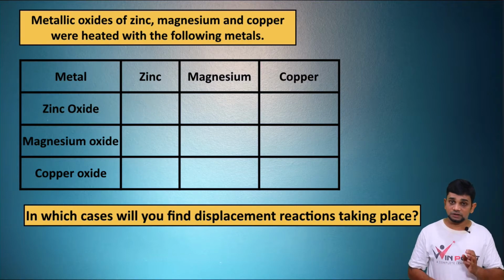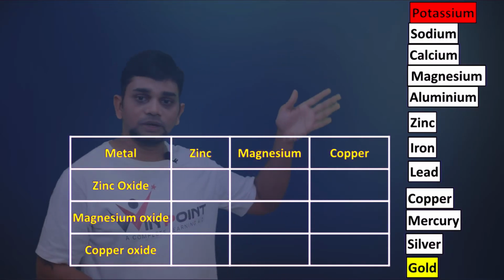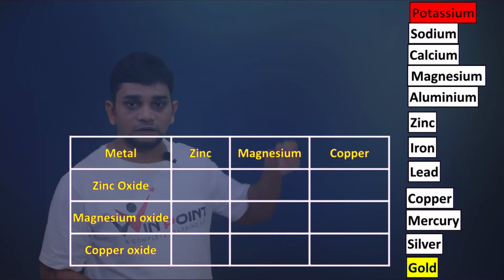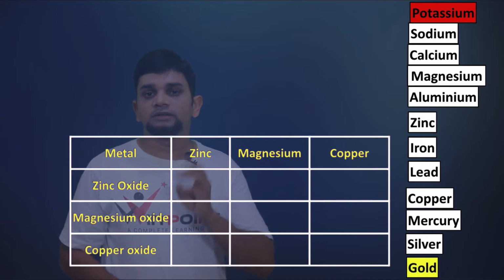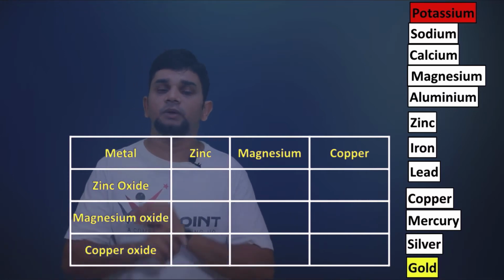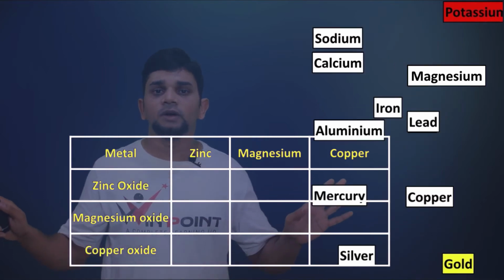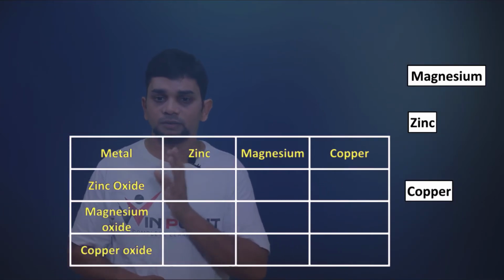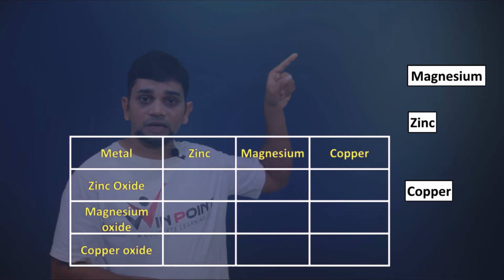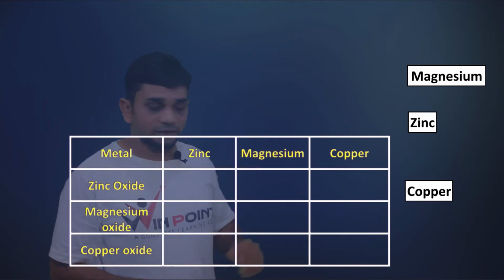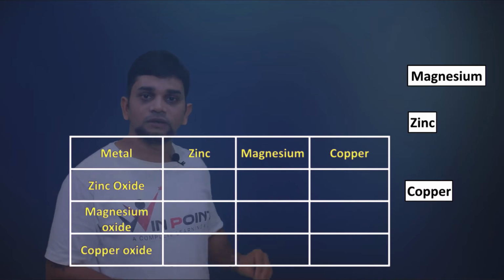First we need to understand which is more reactive and which is less reactive. For that you need to go through the activity series. It is our activity series. You can see the activity series here, starting from potassium and ending with gold. Here we need to consider only 3 metals: zinc, magnesium, copper. So all other metals we are going to avoid. Only we are considering zinc, magnesium, copper. Among these metals, which one is more reactive? Magnesium is more reactive because it is at the top, and copper is less reactive because it is at the bottom.